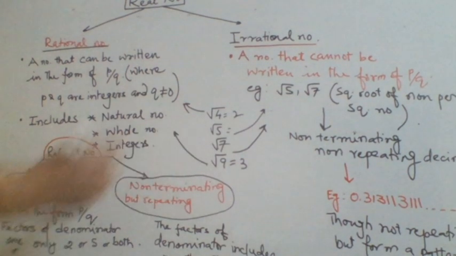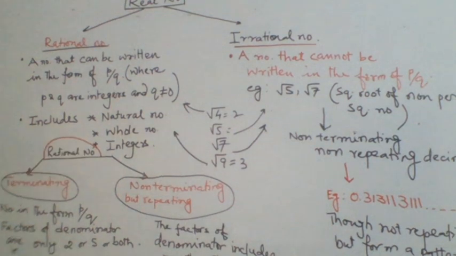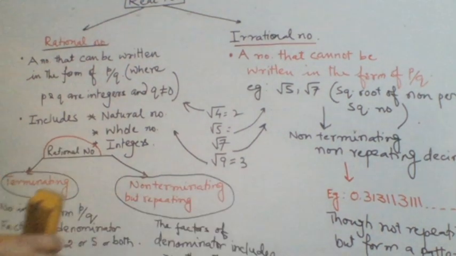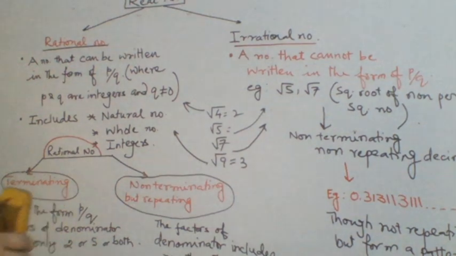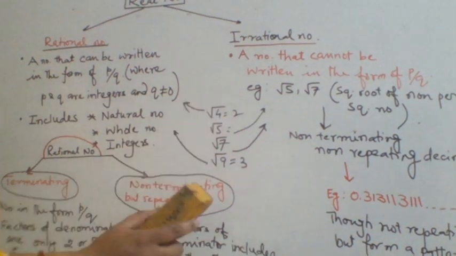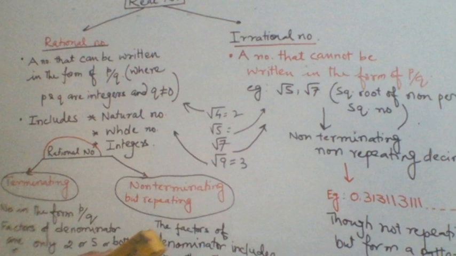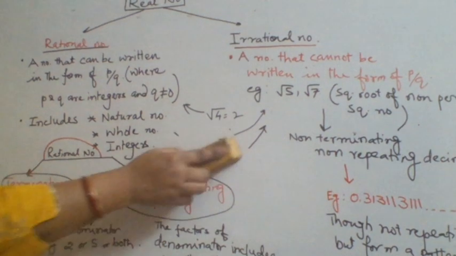So this is how you can find out how irrational numbers appear, that is root 5, root 7, which are the square roots of non-perfect square numbers. I hope this thing is clear. Now I am going to rub it.